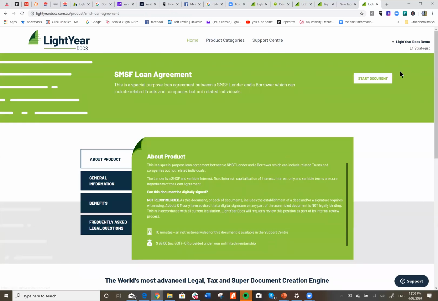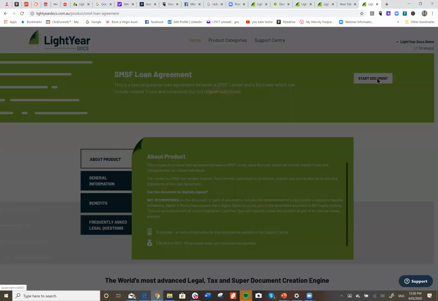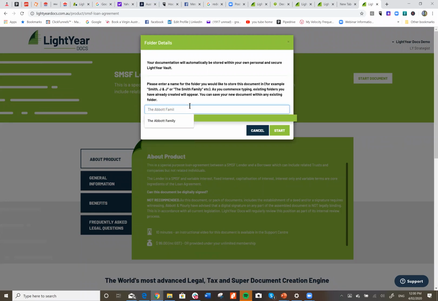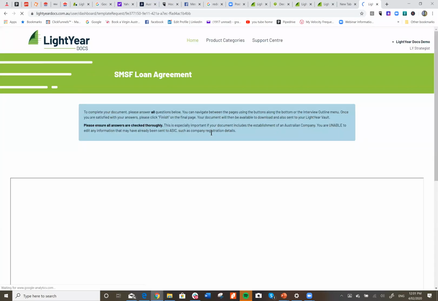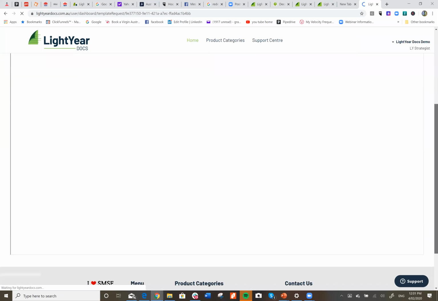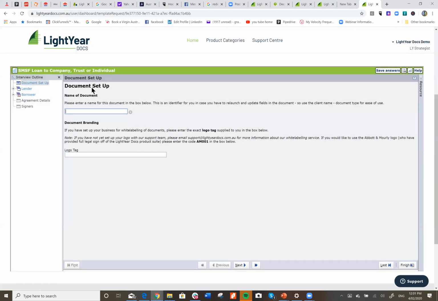Because I have a LightYear strategist subscription, although the cost of it is $99, as you can see down here, I can start as many as I want. So I'm going to put it in the Abbott-Family. You can see there, I just open it up, start, and that pings me straight in. And now I've got a new system. A couple of things while I'm doing it here. You've got the document set up. Now this is going to go in the Abbott-Family folder.